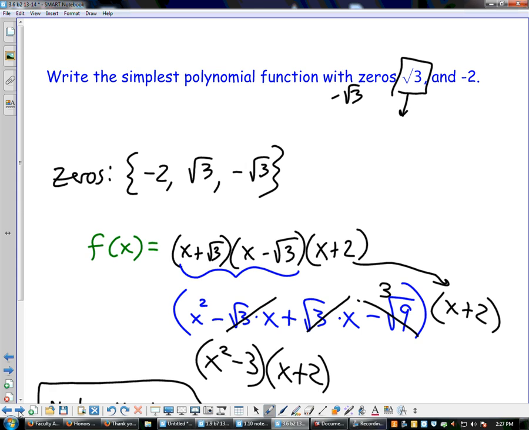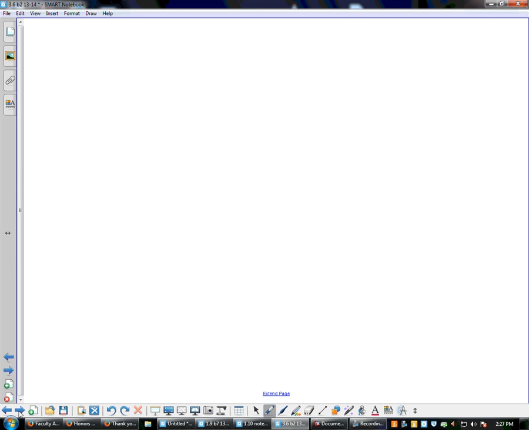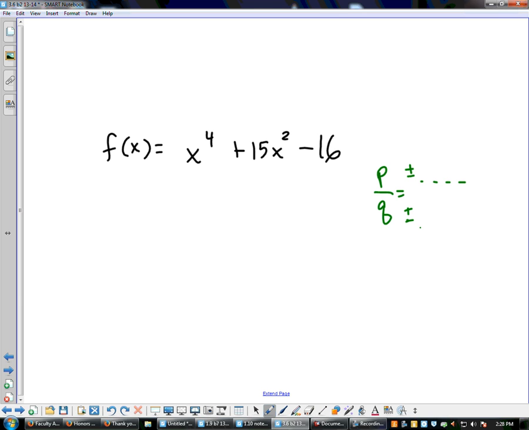All right, and the last problem is to find the zeros of f of x equaling x to the 4th plus 15x squared minus 16. So for this problem, if we're going to find the zeros, let's follow our procedure. We find the p over q's. We could list them, right? But maybe we should take a look and see if this thing is factorable first.